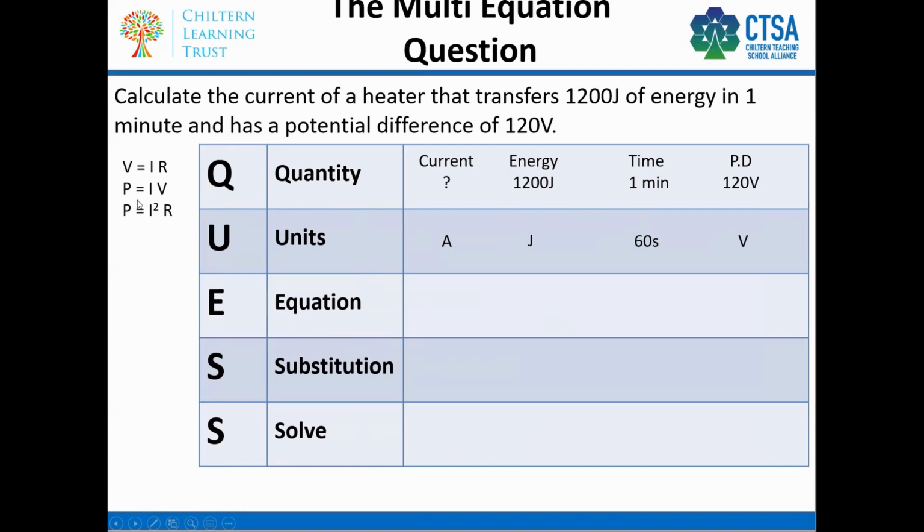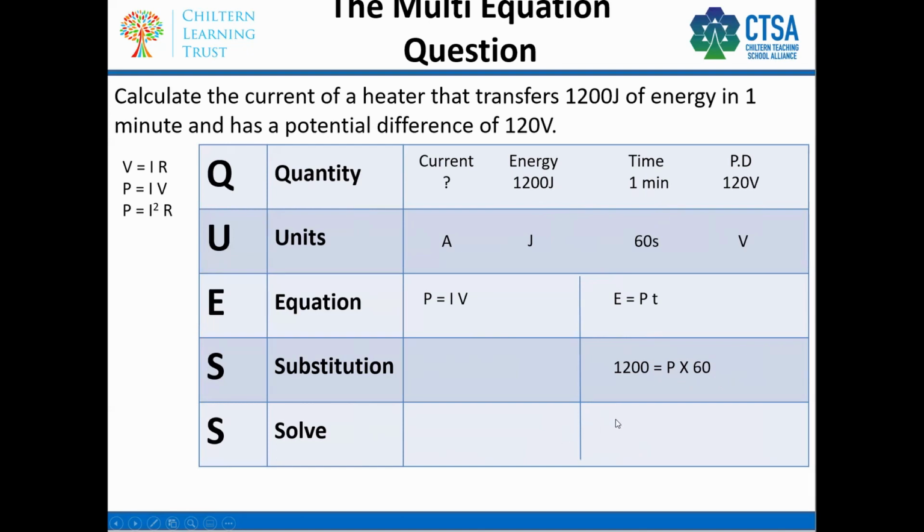Now we haven't been given any information about power, so we need to write out the equation P equals IV, and then we're going to draw an additional line here just to show us that we're going to work out something else. Now we need to calculate power, and the way to do that is using our equation energy, or work done, equals power times time. So then I can look at my quantities and substitute in. Energy is equal to 1,200, time is equal to 60, and power we'll just leave as a P for this point. So 1,200 equals P times 60.